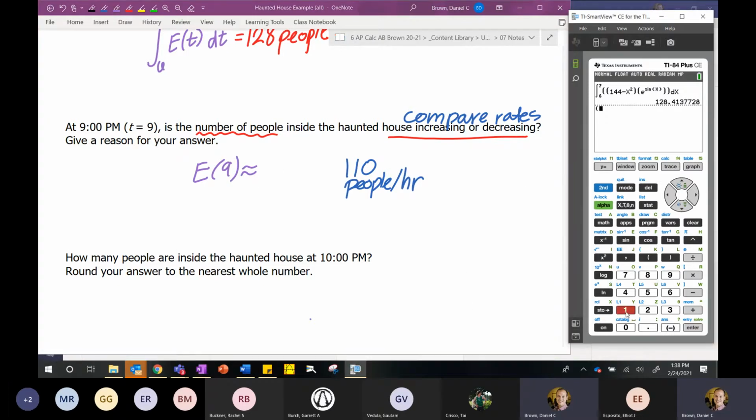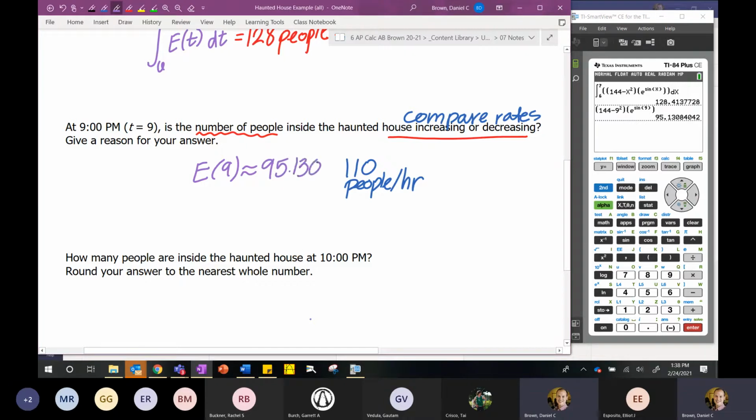Again, obnoxious to type in again, but I have 144 minus 9 squared times second E to the sine of 9. And I see that would be the rate. So at 9 p.m., we have 95.130. Didn't tell me to round it, so I'm going to use 3 decimals, and that's people per hour.